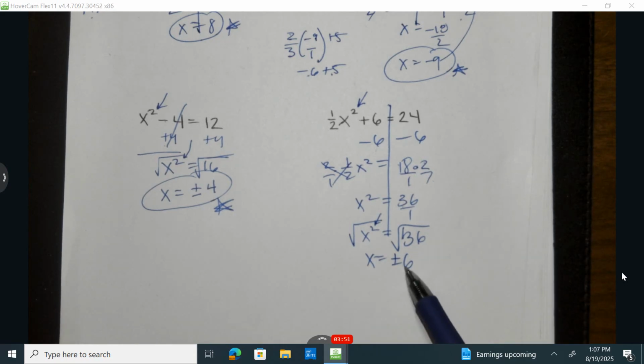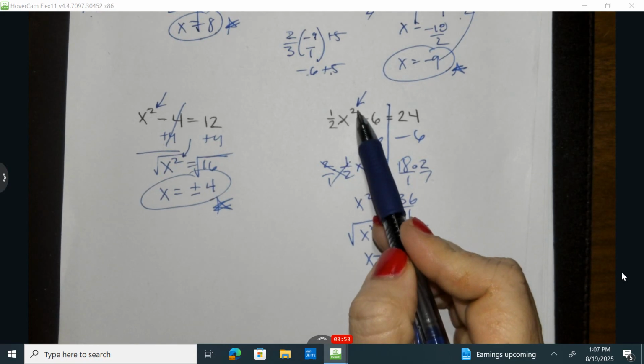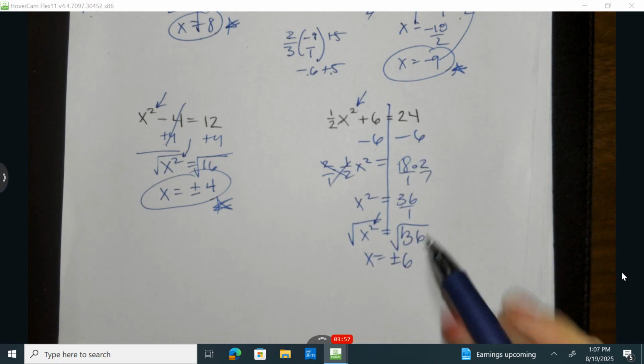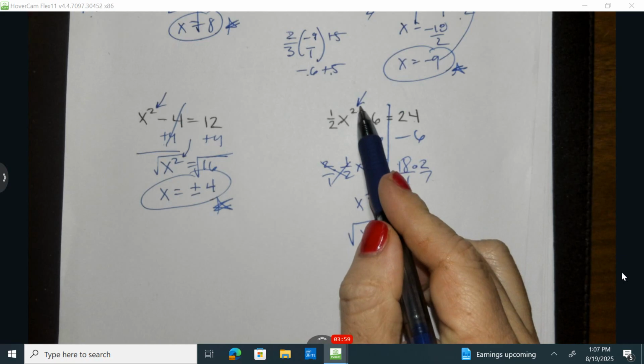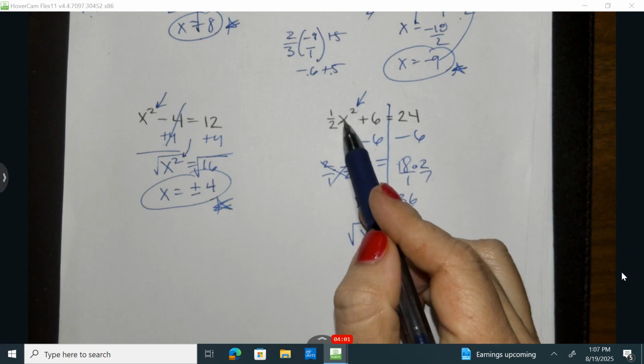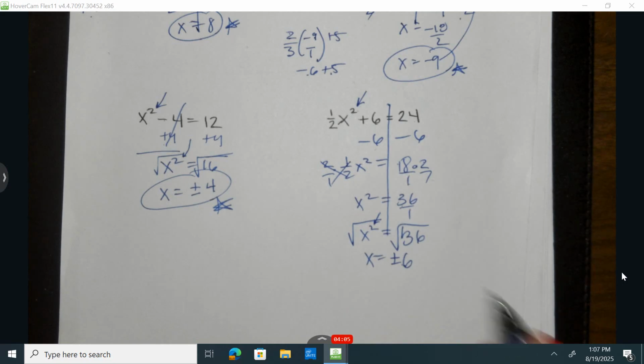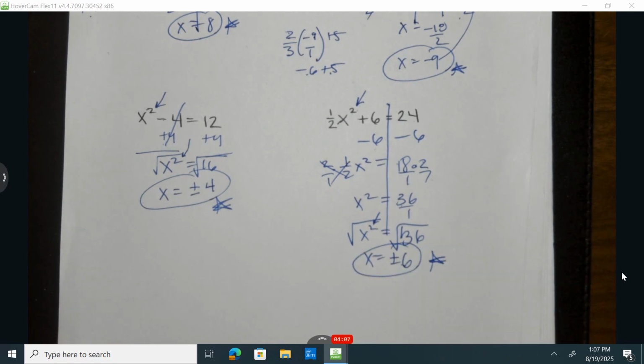Let's start with positive 6. 6 squared is 36. Half of 36 is 18. 18 plus 6 is 24. Also, -6 squared, well, -6 times -6 is a positive 36. Half of positive 36 is 18, and 18 plus 6 is 24. They both work. Let's move on to our second.